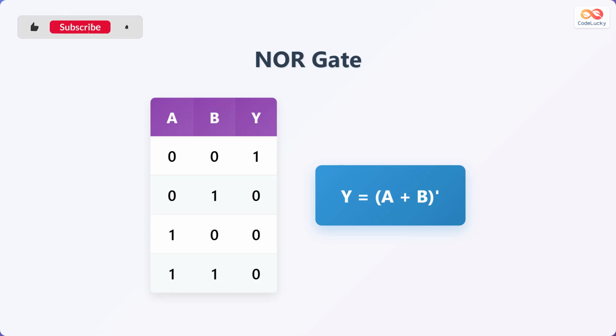Now let's delve into the NOR gate. The truth table for a NOR gate with inputs A and B and output Y is as follows. When A is 0 and B is 0, Y is 1. When A is 0 and B is 1, Y is 0. When A is 1 and B is 0, Y is 0. And when A is 1 and B is 1, Y is 0. The formula for the NOR gate is Y equals (A + B)', meaning Y is the inverse of A or B.